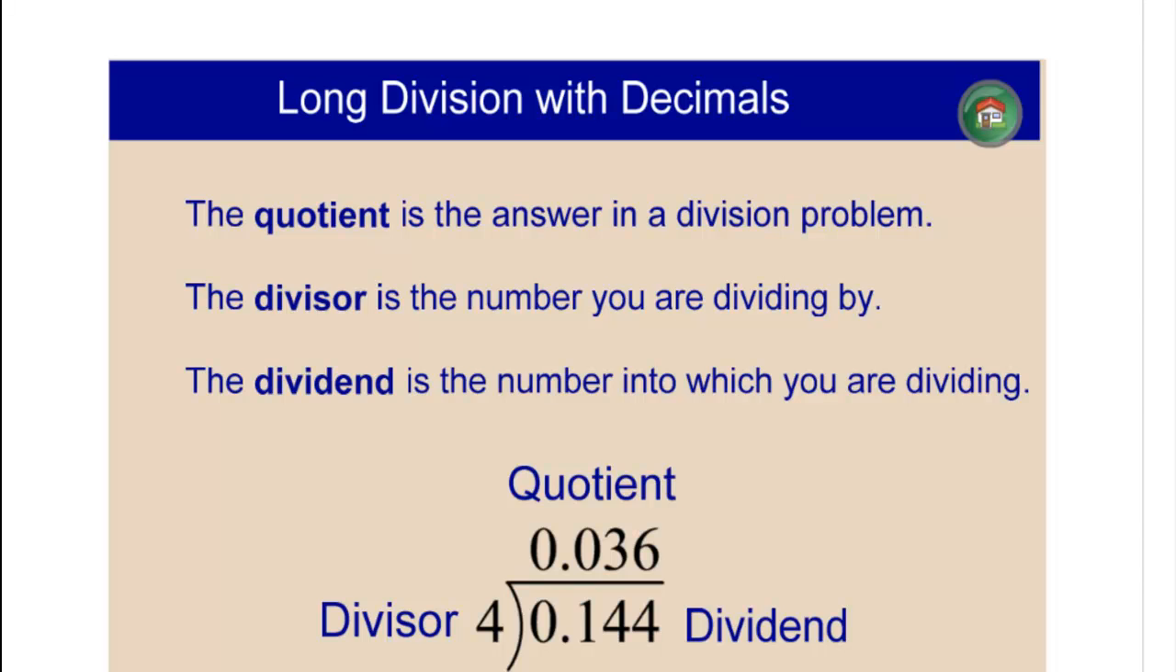So now we're talking about long division with decimals. First of all, when you're working with division problems, the answer is your quotient. The number you're dividing by is your divisor, and the number you're dividing into is your dividend.